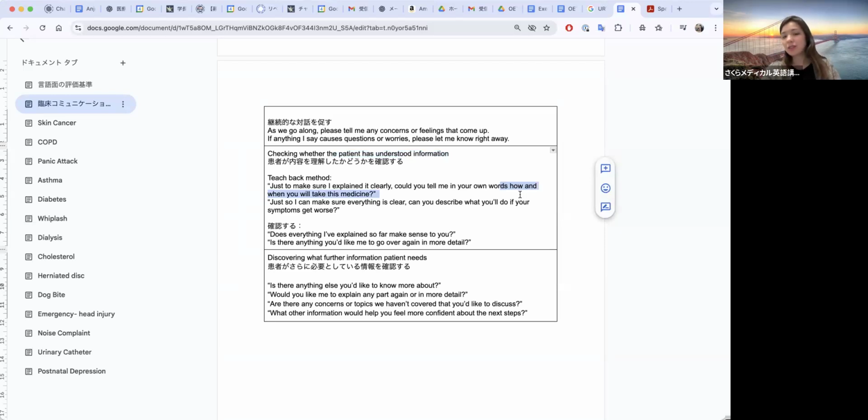Does everything I've explained so far make sense to you? Is there anything you'd like me to go over again in more detail? Discovering what further information the patient needs. Is there anything else you'd like to know more about? Are there any concerns or topics we haven't covered that you'd like to discuss? So these are the sort of things. I hope that this gives you a clear overview of what they're expecting in OET speaking.